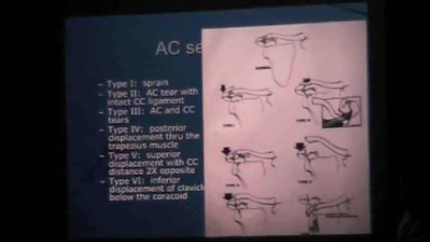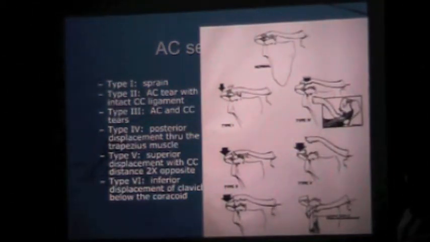The different types of AC joint sprains. Not like I confused you guys enough with the 7 different SLAP tears. Now we're going to throw at you 6 different AC joint separations. The key here is just to really recognize what they look like in the patients, okay? Where they're painful, do they have a deformity in the shoulder?